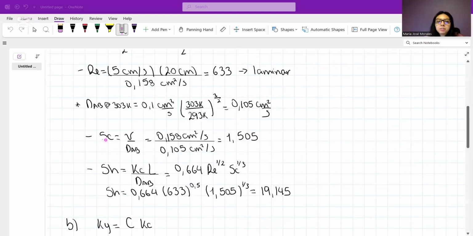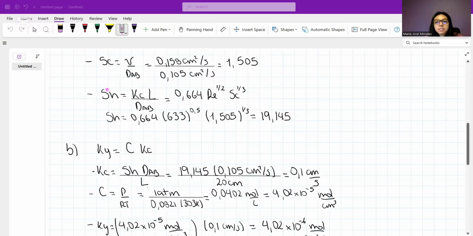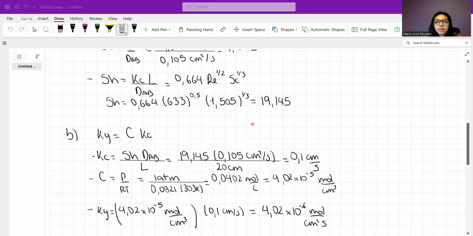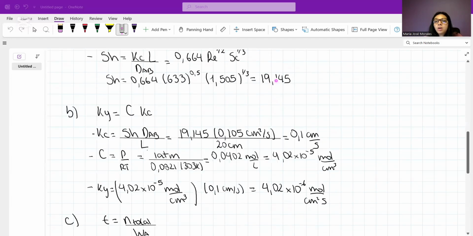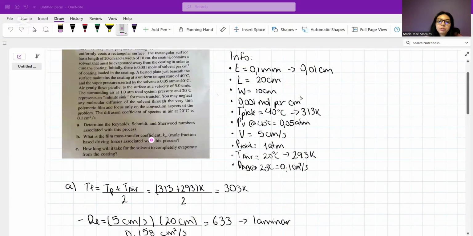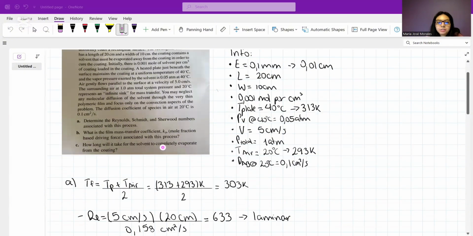Then to calculate the Schmidt number, we have to divide the kinematic viscosity by the diffusion coefficient at 303 Kelvin, which gives us a number of 1.505. Then to calculate the Sherwood number, we have to use this formula, in which we already calculated the Reynolds and the Schmidt numbers, and we have a number of 19.145.